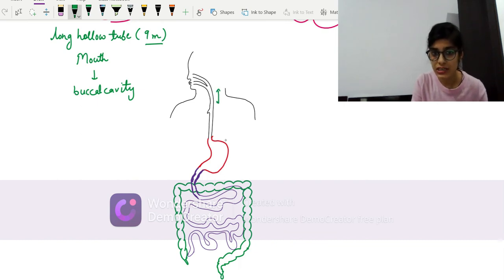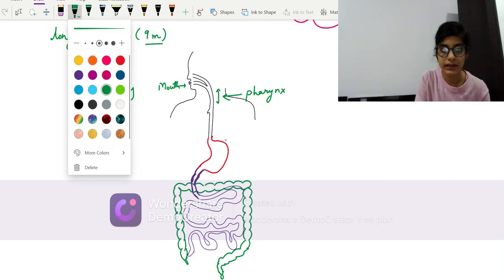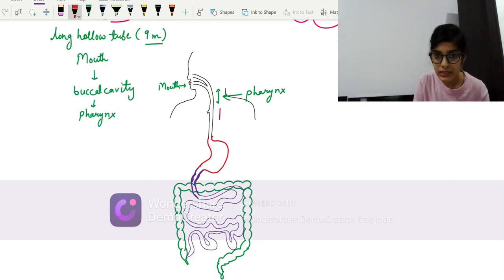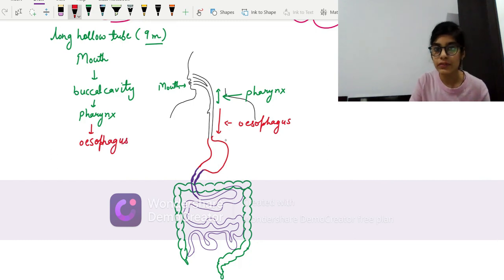Then this buccal cavity is followed by the pharynx. This is known as the pharynx. This is our mouth, and this is our buccal cavity. Then this pharynx is followed by the esophagus. What is it? The esophagus is the food pipe. This is the esophagus. When we ingest food, the food goes to the pharynx, then the food goes into the esophagus.